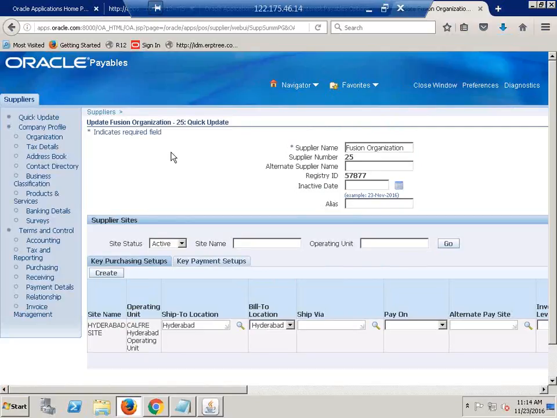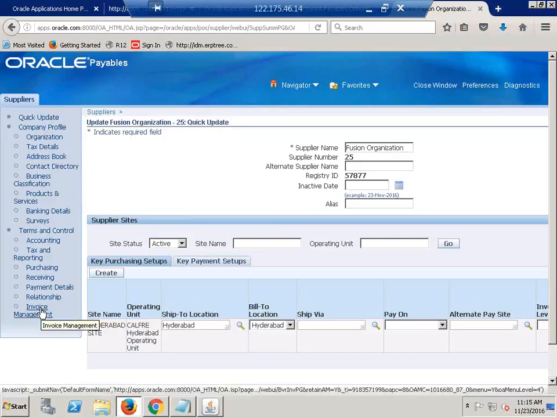Now what do we want to do? We want to enable the create interest invoice checkbox for the supplier, right? To set that up, say simply, find the supplier, just give the name and click on Go. It will open the supplier page directly. Now on the left side we have many hyperlinks, which are related to different options for the supplier.